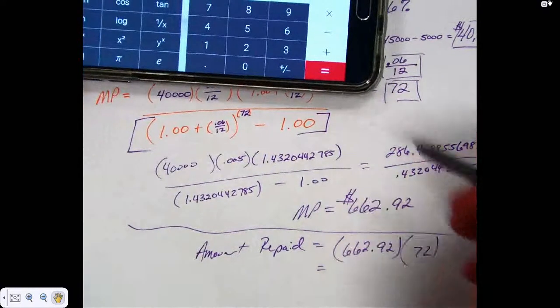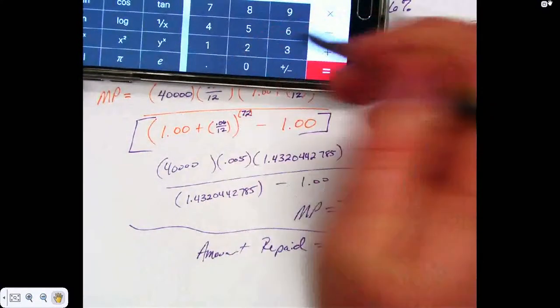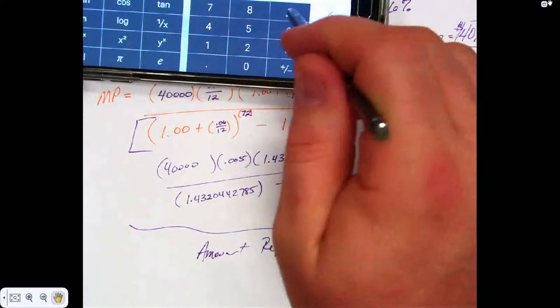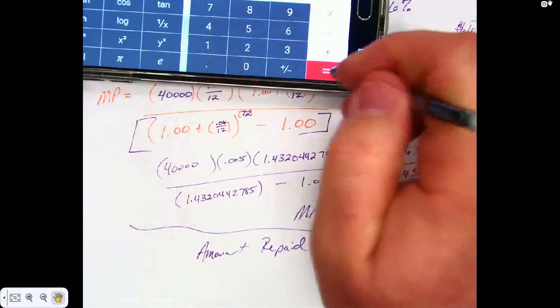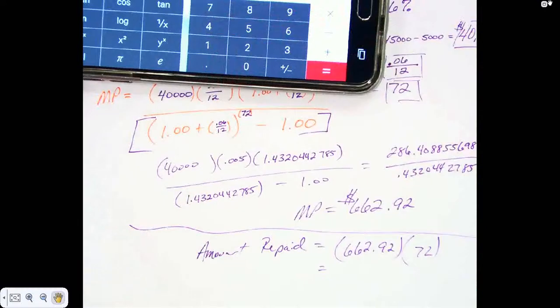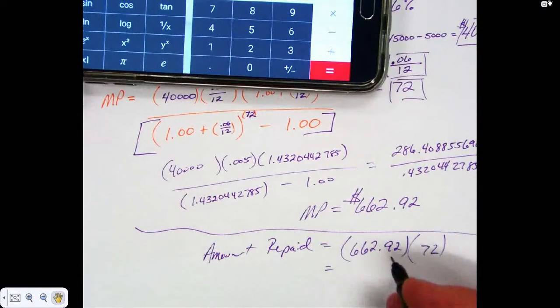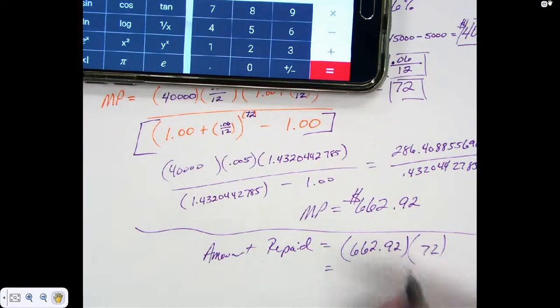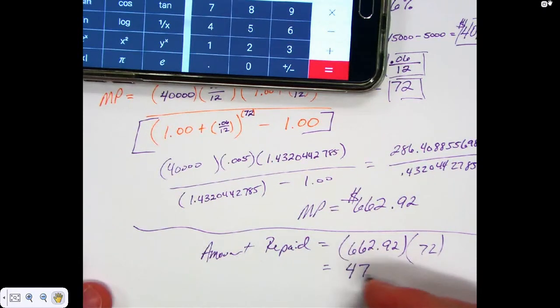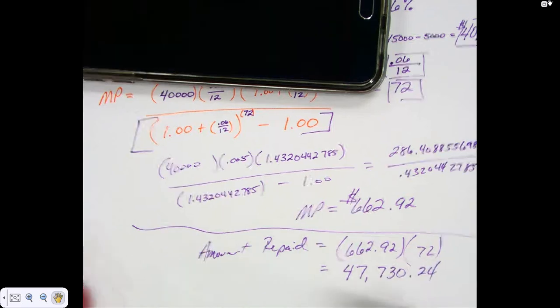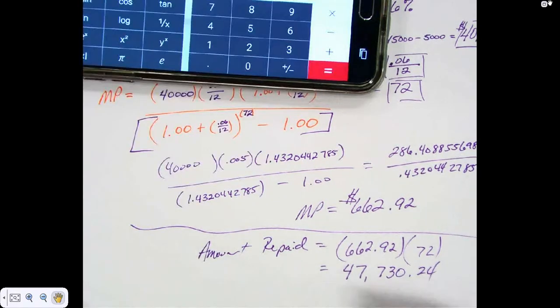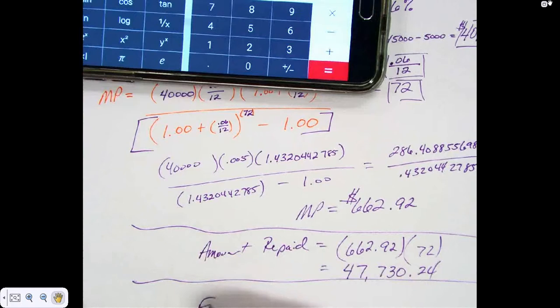$662.92 times 72. See, that's why interest rates are so great right now. How much money did they make off your money right there? About 2,700. Yeah.